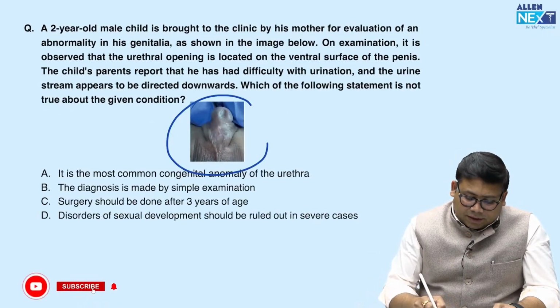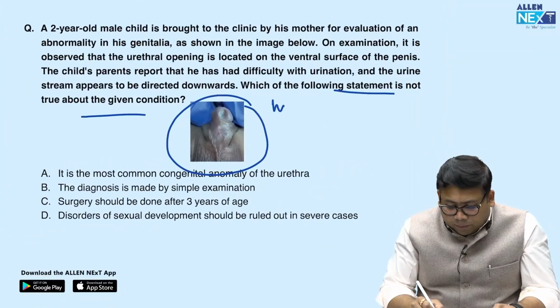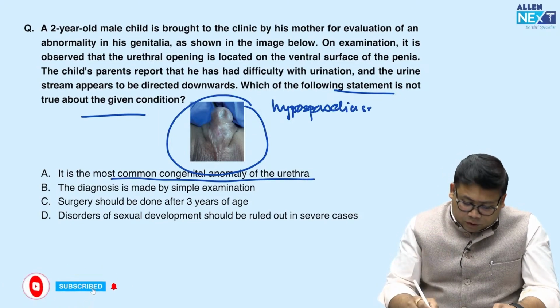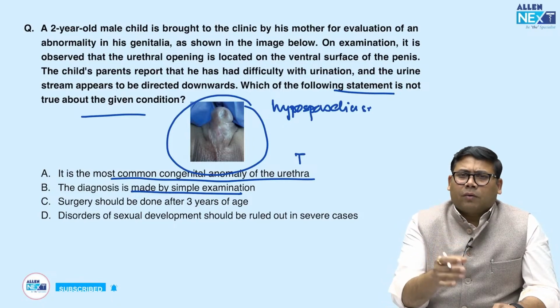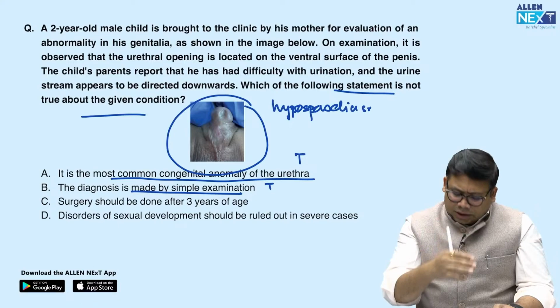Next, I am just seeing the image. Which of the following statements is not true? So if you can see, this is a case of hypospadias. So when we talk about hypospadias, which of the following is not true? It's the most common congenital anomaly. Absolutely true. The diagnosis is made just by looking. Yes, absolutely true. You need to see chordee and hooded penis. This is what is very important.